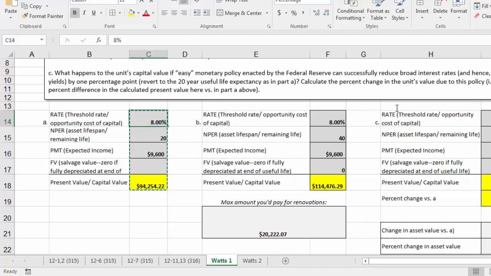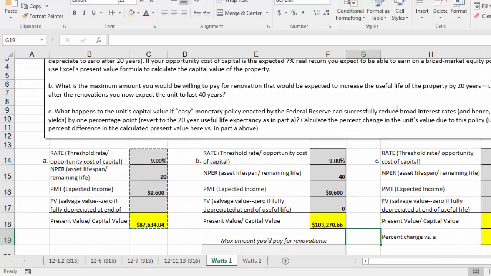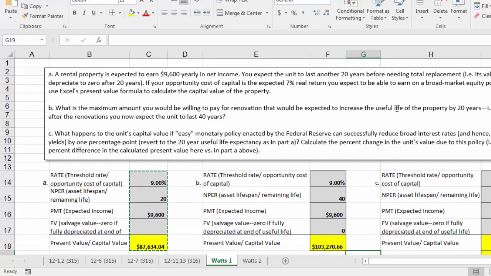The higher the interest rates, the less we'd be willing to pay for those renovations, because the higher the risk associated with the project. The higher the interest rate gets, the smaller that differential gets, and the lower my value here for the maximum payment for renovations. Okay. Let's do one more twist on this, part C.